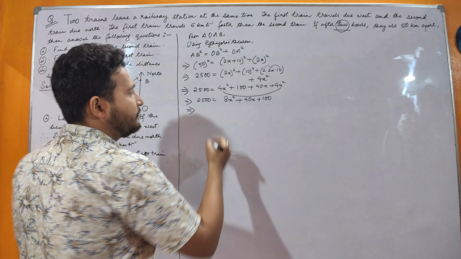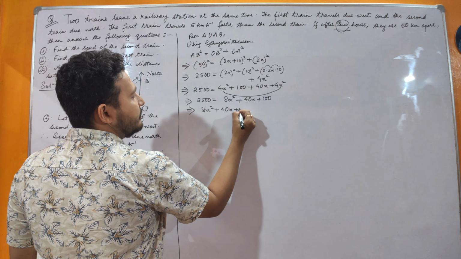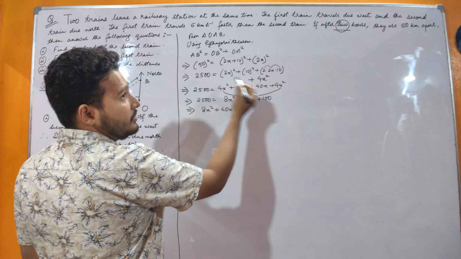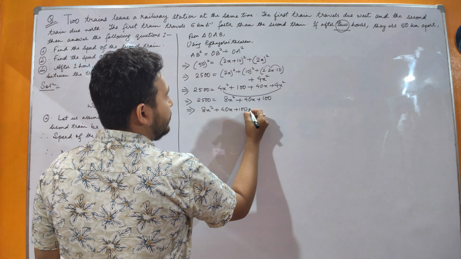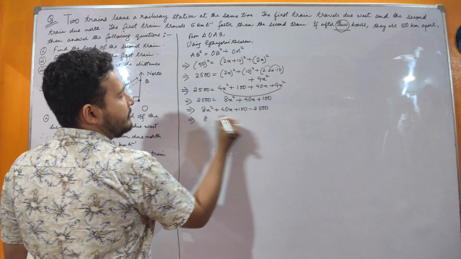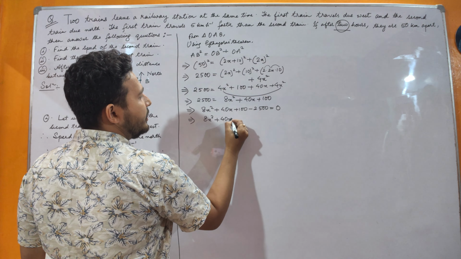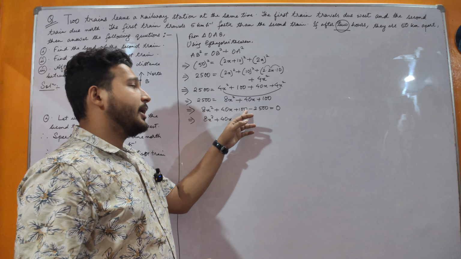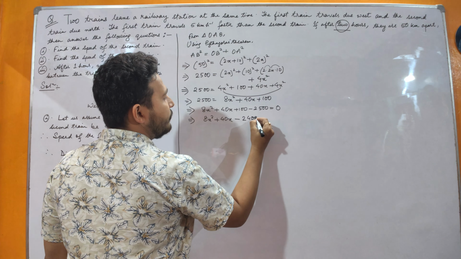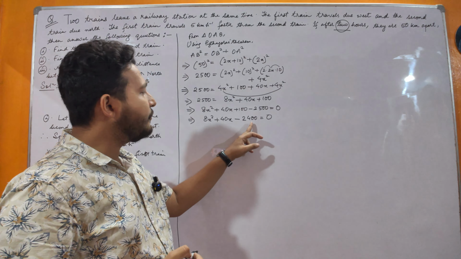We can factorize it. So 8x square plus 40x plus 100. Now 2500, it's plus, so it goes there and becomes minus 2500. Now we simplify it equals to 0. 8x square plus 40x. Now 100 minus 2500 will give us minus 2400 is equal to 0. So 8x square, 40x, and 2400.